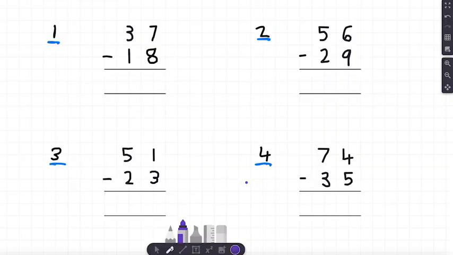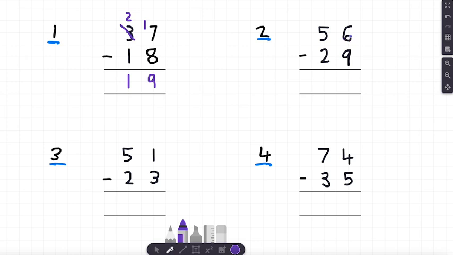Right, let's see how well you've done. The first one, we'll go through these fairly quickly, is we've got 37 take away 18. So we can't do 7 take away 8, so we need to take a 10. We have 2 10s. So now we have 17 take away 8, which is 9. 2 take away 1 is 1.